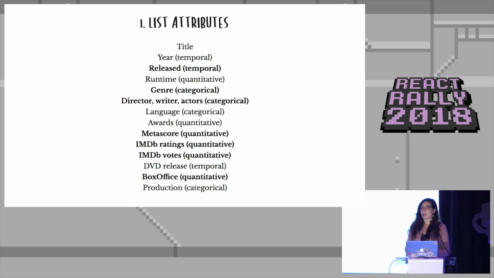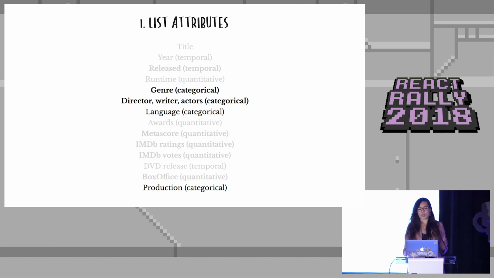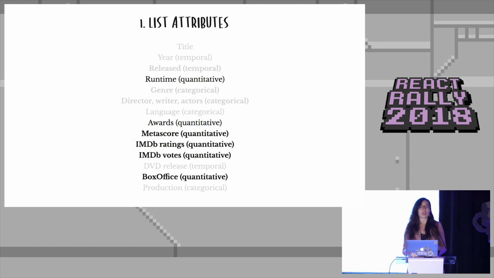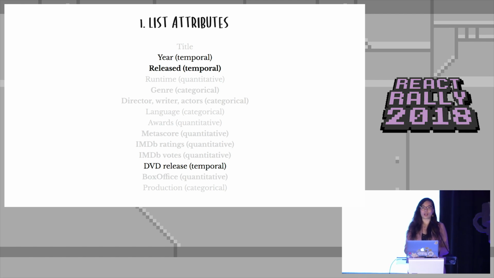So for our movies data set, this is the list of all of the attributes. In particular, the categorical attributes in there are the ones like genre, director, writer, actors. I have quantitative attributes like Metascores out of 100, number of IMDb votes, box office figures. And I also have temporal attributes, like when the movie was released, as well as when it was released again in DVD.